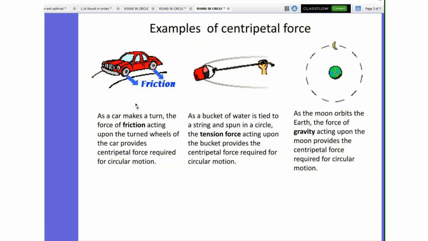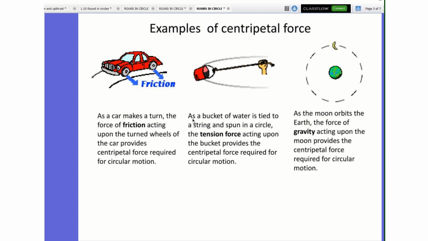Let us see some real-life examples. We like to ride in the car when our dad drives it so fast and take twists and turns in the corners. Yes, as a car makes a turn, the force of friction acting upon the turned wheels of the car provides centripetal force required for circular motion.